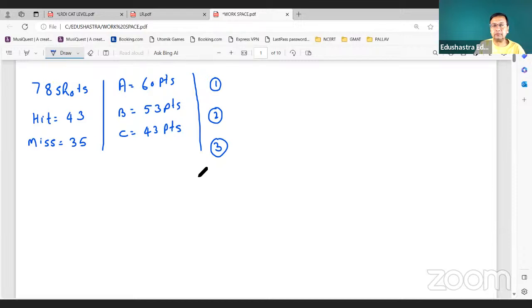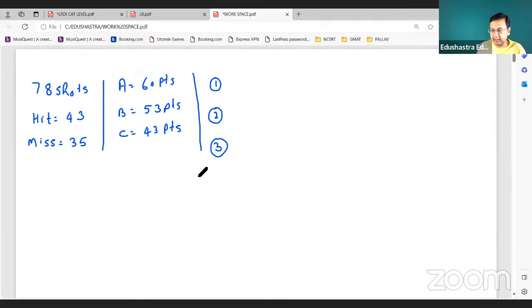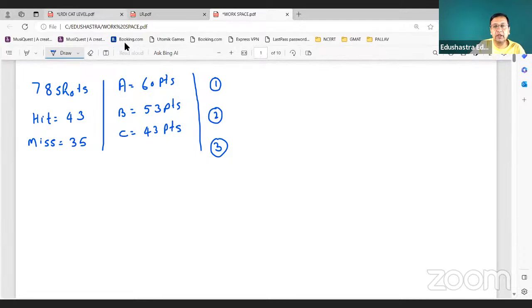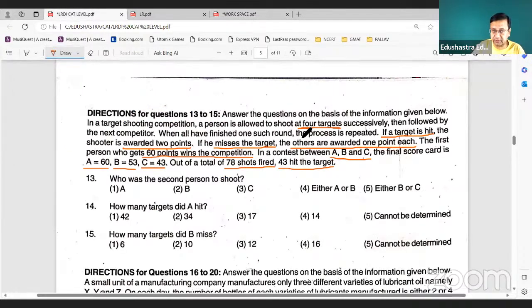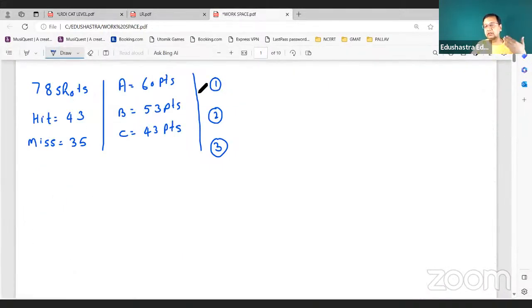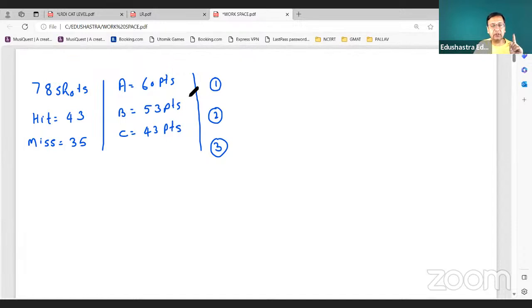Now, total 78 shots are fired. Listen carefully. Now, your turn, you will be answering, and I will be writing here, and we will be solving together. Total 78 shots are fired. Every person is firing four shots. So first person is four, second person is four, third person is four. So in one round, all three persons will fire 12 shots.